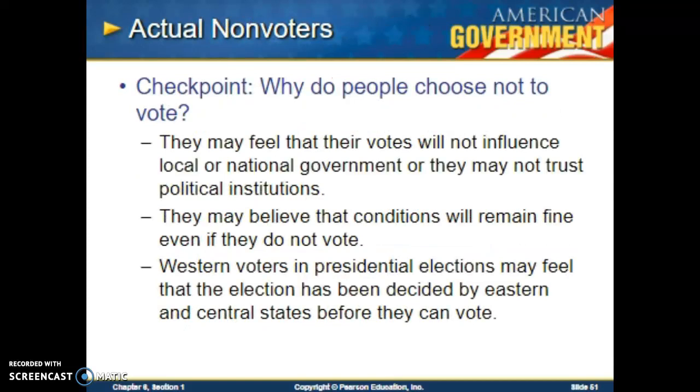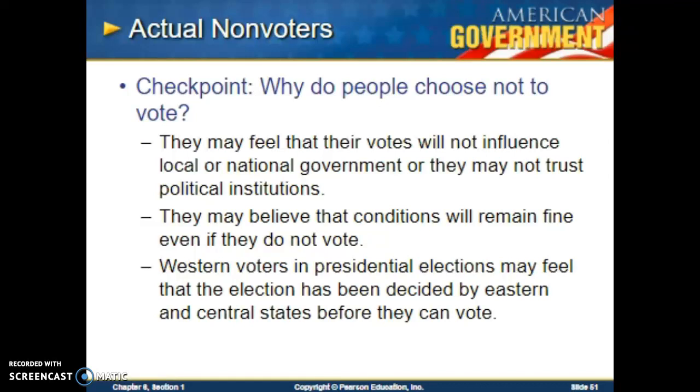So why do people choose not to vote? They may feel that their votes will not influence local or national government, or they may not trust political institutions. They may believe that conditions will remain fine even if they do not vote. And Western voters in presidential elections may feel that the election has been decided by Eastern and Central states before they can vote. Other factors also affect whether voters show up at polls. This could be cumbersome election procedures, for example, just simply meaning that people who previously hold office have a very high chance of being re-elected. And so, what is the point in trying to get someone different into office?